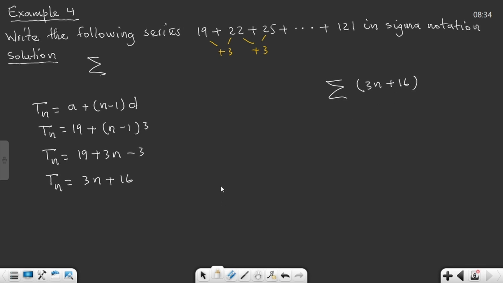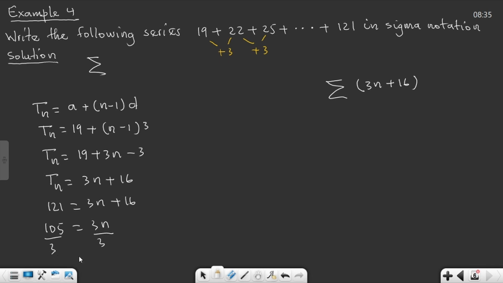Okay, now we need to find the value to substitute so that we can find the last term. So the value to put at the top there. So we're gonna use this value 121 to get n at the top there. So I'll replace my Tn with 121. It will be 3n plus 16. When the 16 moves from right to the left side, it will be 121 minus 16. It will give you 105 equal to 3n. Can you see that? And then you divide by 3 on both sides.